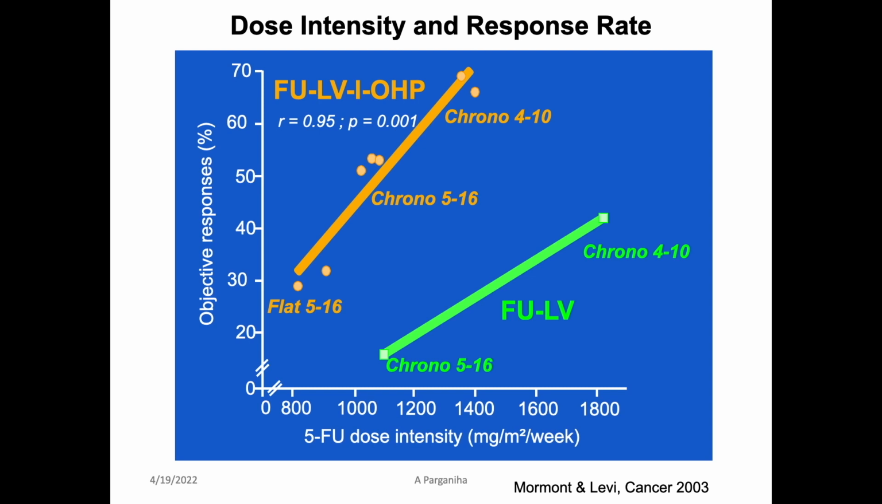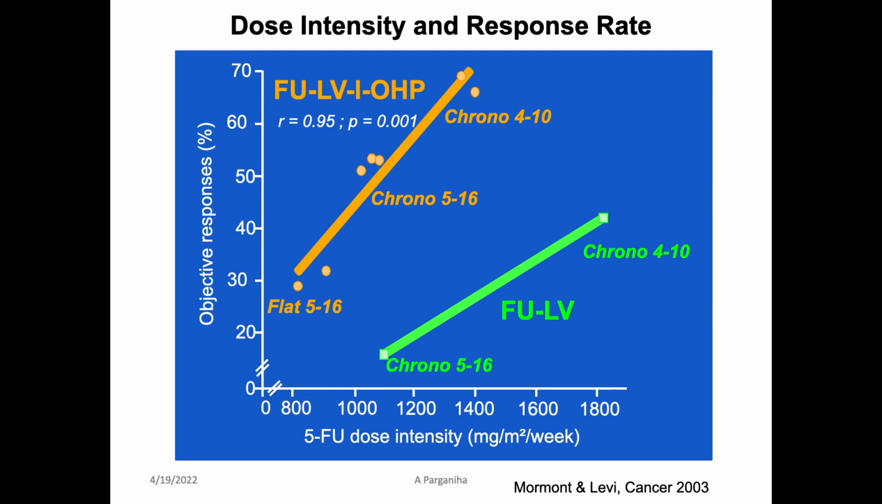In another protocol where only 5-FU and leucovorin was used, again the 5-FU dose intensity was increased and it was given for 4 days and every 10 days the protocol was repeated. So again we can see that in the protocol that consists of 5 days and 16 days repetition, the objective response was less. However, when it was given with the high 5-FU dose intensity for 4 days and repeated in 10 days, the objective response was better.